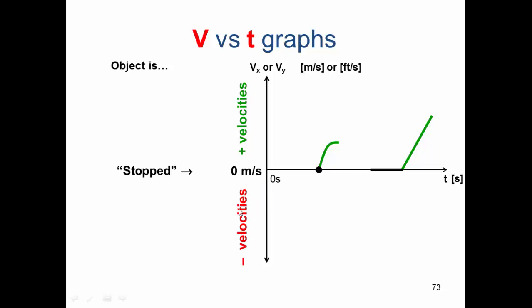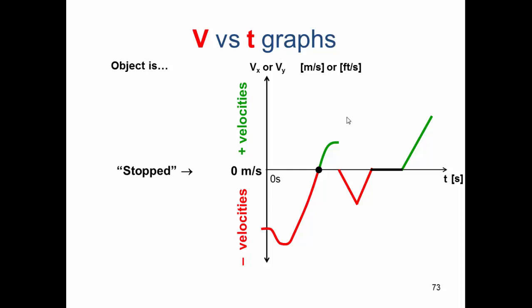In the same sense, anything down below the 0 meters per second in the lower part of our vertical axis represents negative velocities. So anything down below here means that something has a negative velocity, which means we're going backward or we're going to the left. And so we could have all sorts of shapes down below here.